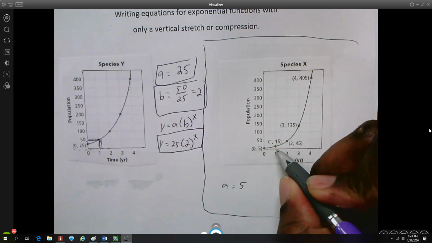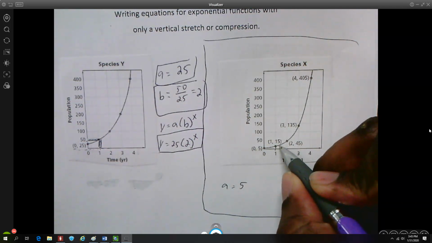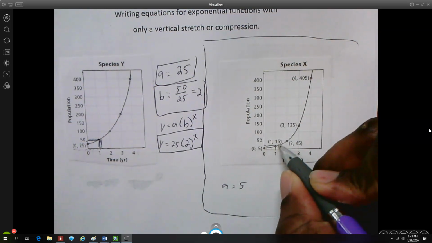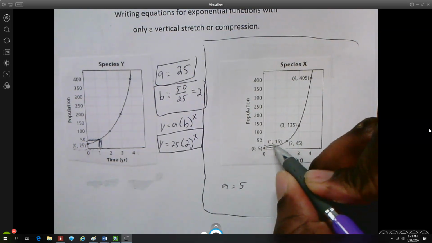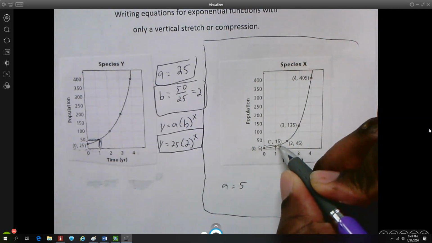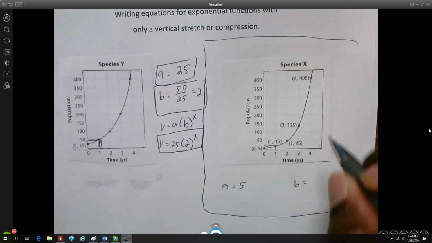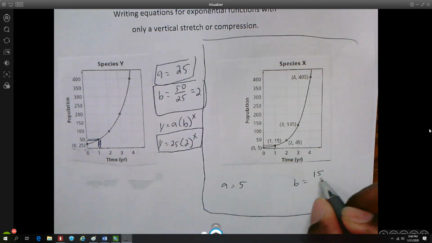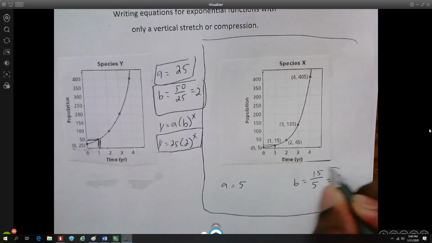So I would find b by going over to 1. And since I would go over and touch the graph, you really can't tell what that is. So luckily we have an ordered pair. The output at 1 is 15. So I will use 15 and divide by the a value, which is 5. So b is going to be 15 over 5, which is 3.